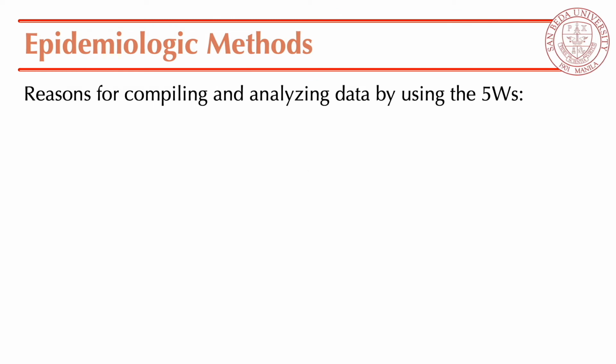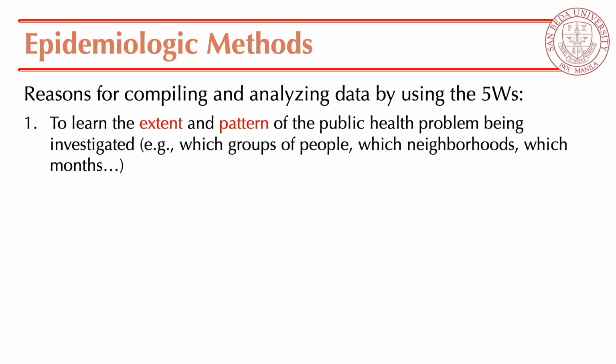So, why should we compile and analyze data using these 5 W's? Well, first is, we want to learn the extent and pattern of the public health problem being investigated. Like, what groups of people in the population seem to be affected more? Is the problem localized in certain neighborhoods, or does it involve the entire province or region? Are there certain hours of the day, days of the week, or months of the year when this problem comes about, particularly if the public health problem is something recurrent or seasonal, and so on and so forth.